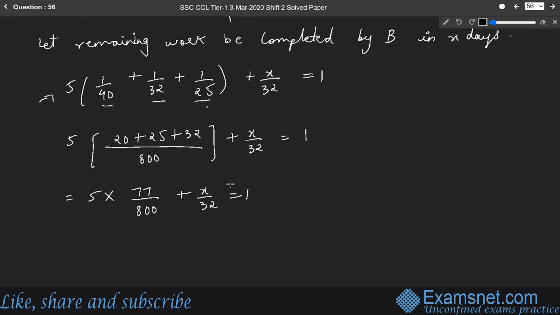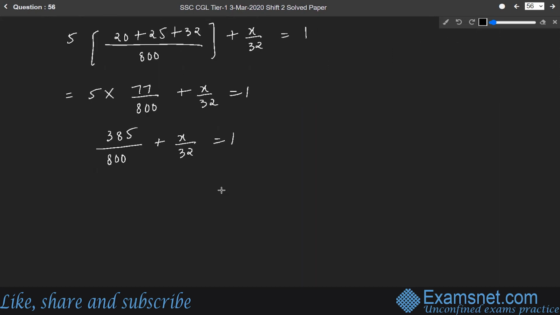All right. Now let us further solve it. What is 5 into 77? It is 385. So 385 divided by 800 plus X by 32 is equal to 1. Now again this will be cancelled by the table of 5, right? Both the terms will be cancelled by the table of 5. 385 divided by 5 gives 77. Okay, so when we cancel it, we will have 77.